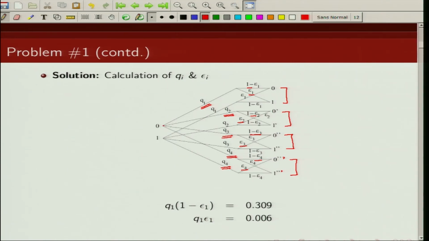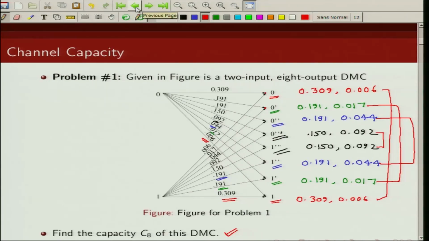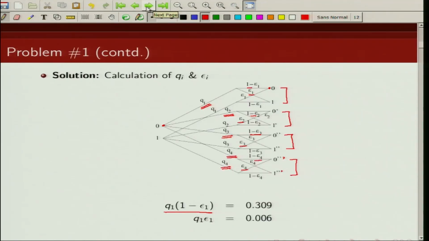So let's look at the transition probability of 0 given 0. What is this in this diagram? It is given by Q1 times 1 minus epsilon 1. And if you go back to the original diagram, the transition probability of 0 given 0 is 0.309. So we can write Q1 times (1 minus epsilon 1) is equal to 0.309.